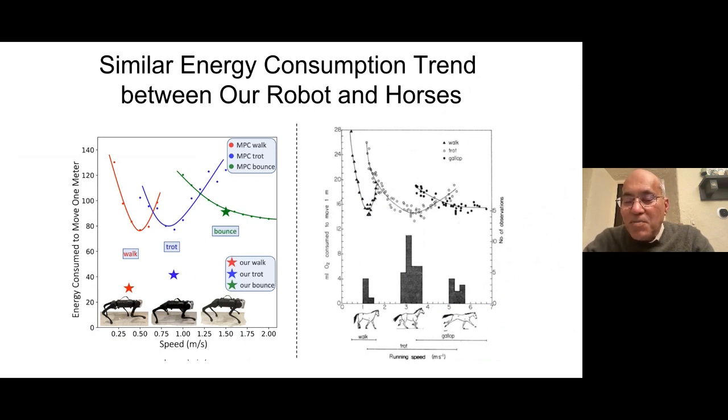So this is nice. People always say about learning that you pre-program it, but no, you pre-program something quite limited, which is minimize energy. And then for different speeds, different kinds of gaits just emerged. Next slide.